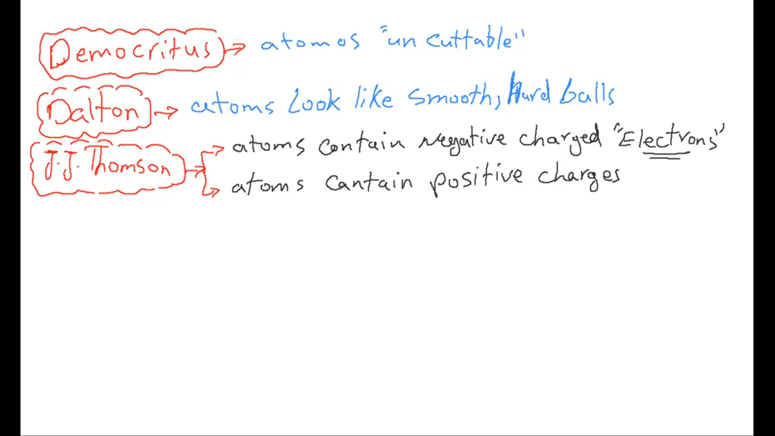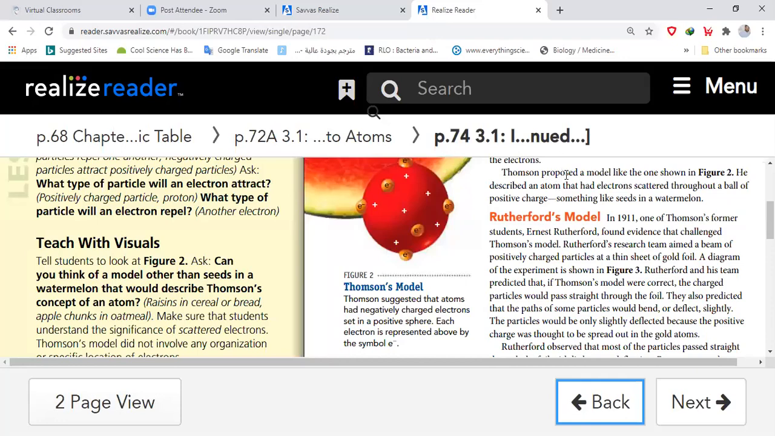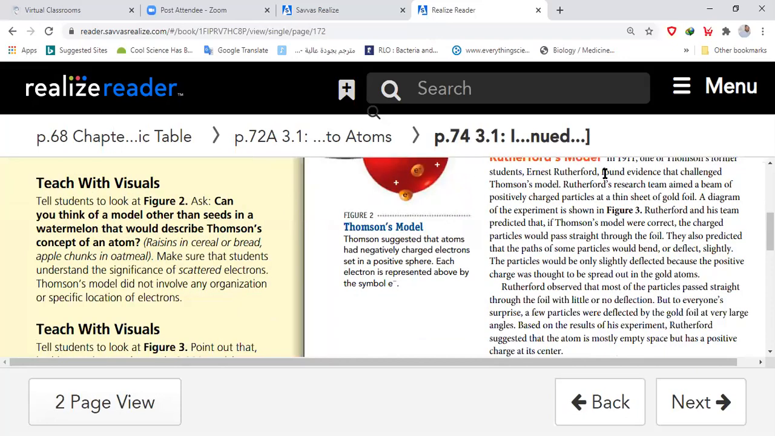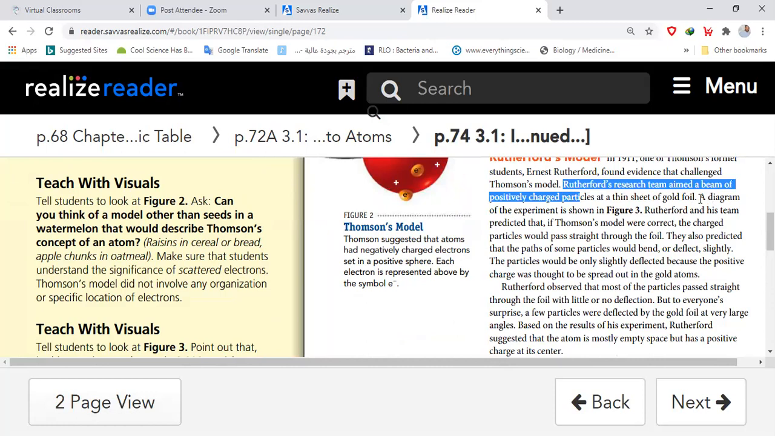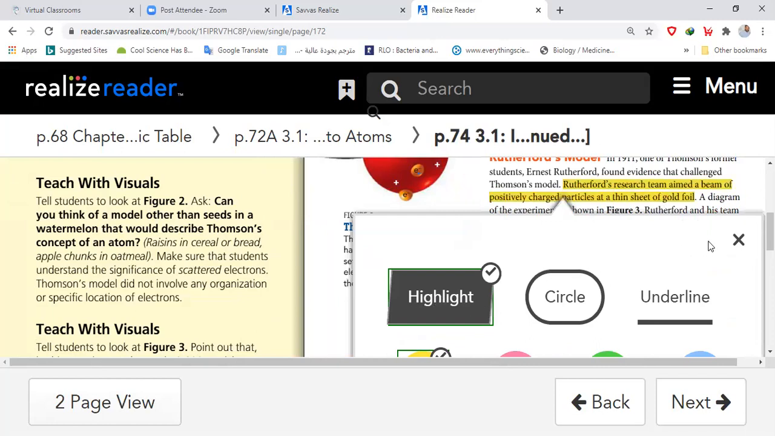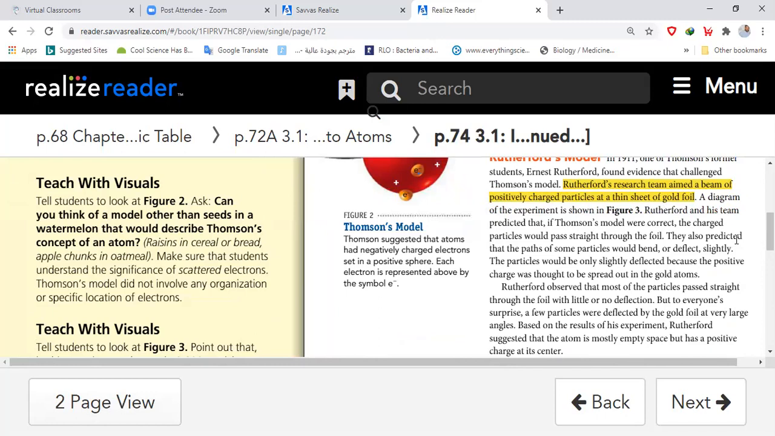Then we said Rutherford, let us see what did Rutherford do. Ernest Rutherford found evidence that challenged Thomson's model. He aimed a beam of positively charged particles at a thin sheet of gold foil. So the gold foil is made of atoms, and look, this is the gold foil. He moved positive beams on it, and he found that some of the beams are deflected and others moved straight.